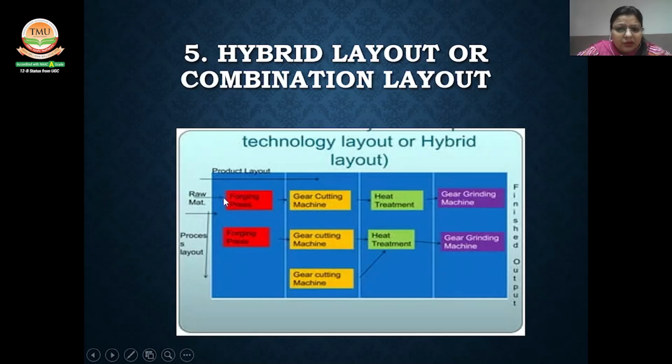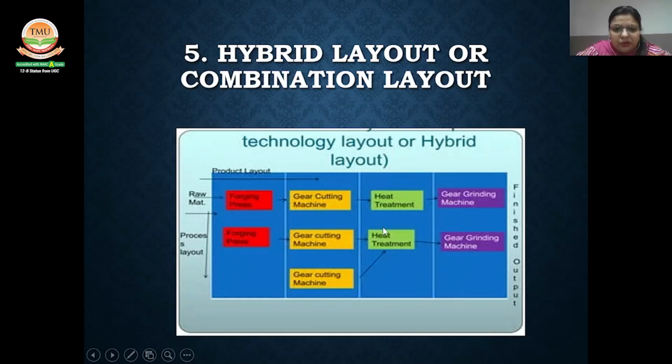It will go to the forging press. Then after the forging, it will go to the gear cutting machine. Next it will go for the heat treatment, and then gear grinding. Second, in the process, you can see that here we see the process layout. From the second step, the raw material has gone to another process.